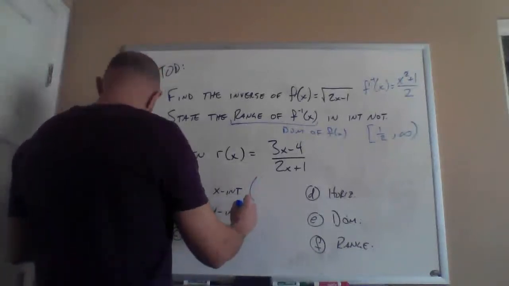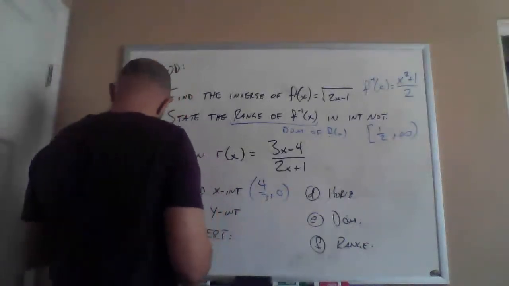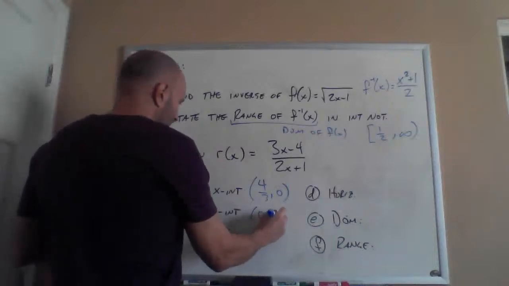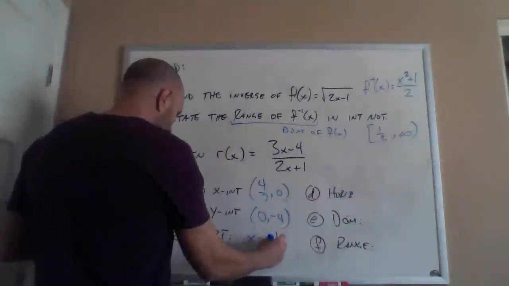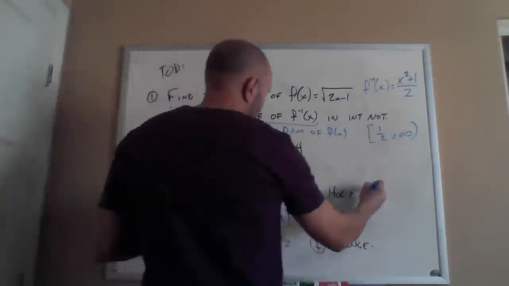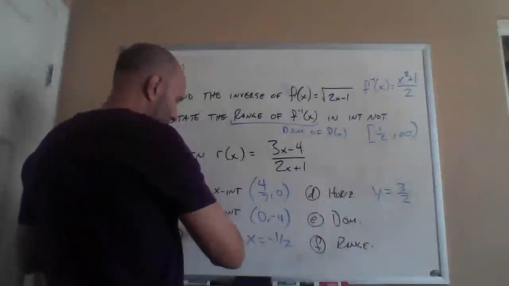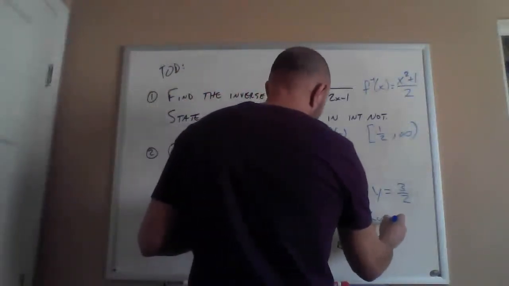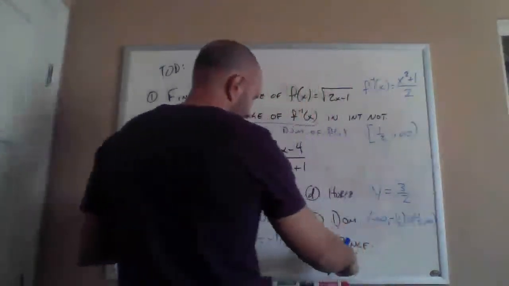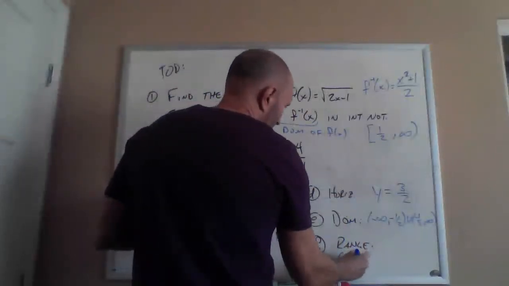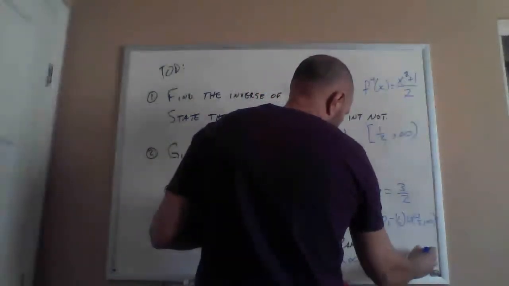Then for these guys, the x-intercept is (4/3, 0). (0, -4) for the y-intercept. Vertical asymptote, x equals -1/2. Horizontal, y equals 3/2. And then again, the domain is everything but the vertical asymptote. So -infinity to -1/2, union, -1/2 to infinity. And the range is everything but the horizontal. So -infinity to 3/2, union, 3/2 up to infinity.